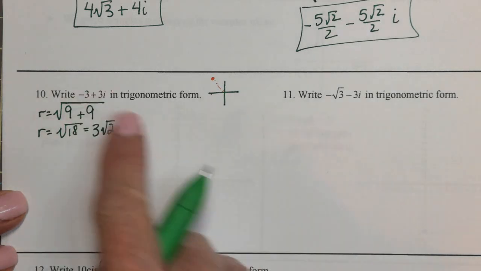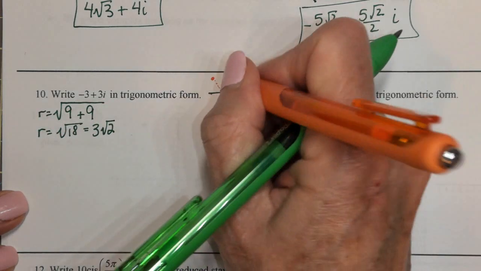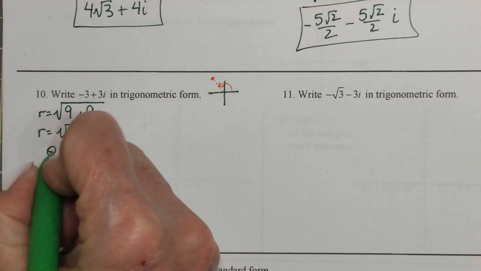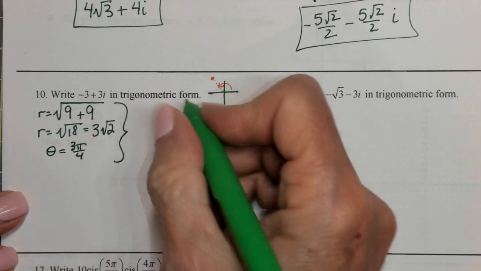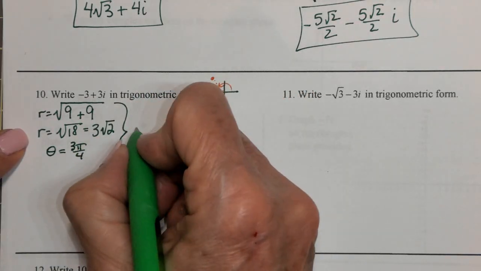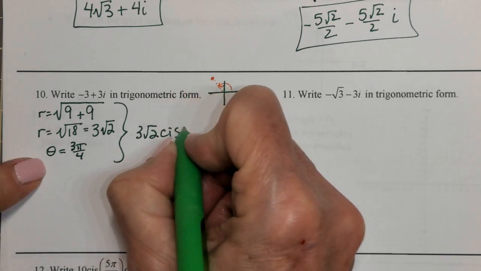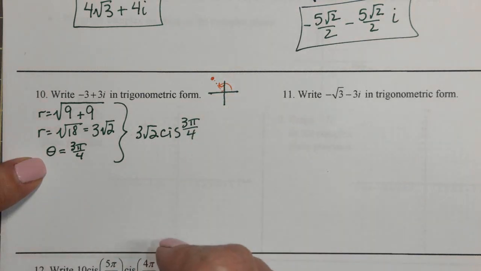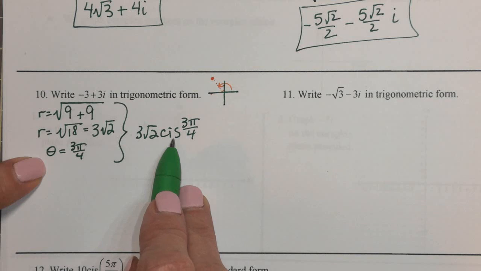Well, in this problem, the magnitude of a and b happens to be the same. And if that's the case, I know that this is a pi over 4 angle in quadrant 2. So I know that theta is equal to 3 pi over 4. So I know that my trig form of this number is 3 square root of 2 cis 3 pi over 4. If you prefer to write out cosine of 3 pi over 4 plus i sine of 3 pi over 4, you are welcome to. I will quite likely be using the abbreviation form.